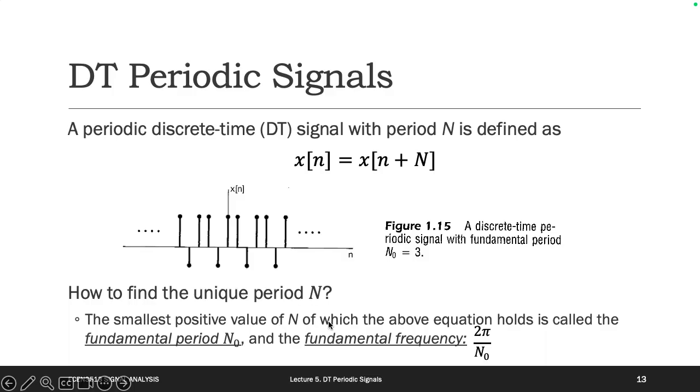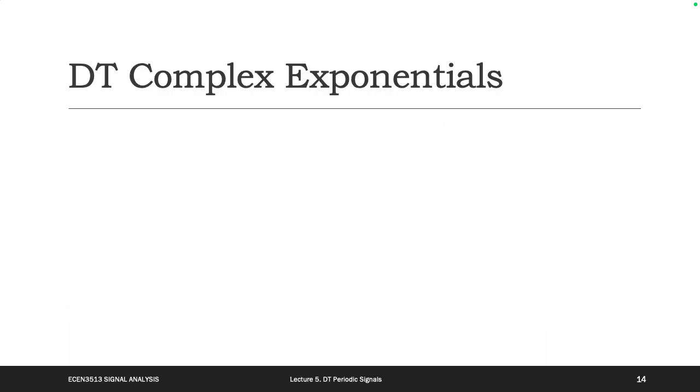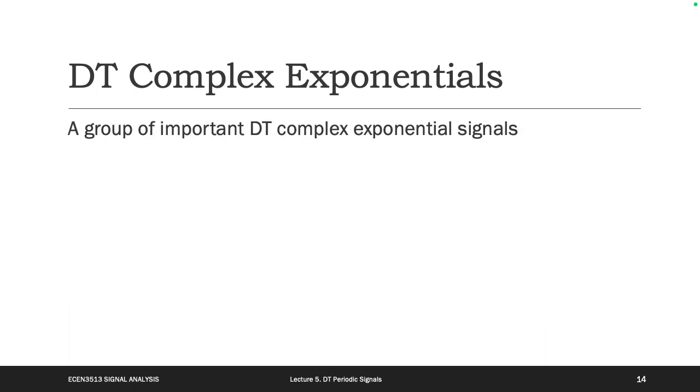Okay, let's talk about how we can find it. Before that, let's talk about two special signals. One is DT complex exponentials. It's a similar thing. A group of important DT complex exponential signals we can define like this. It's similar to the CT. Notice the difference is here: there is an n and a C, which means it will have a magnitude. That makes sense to you?